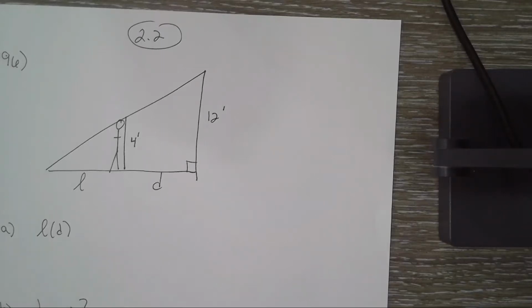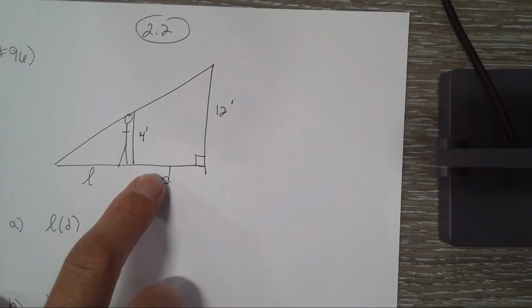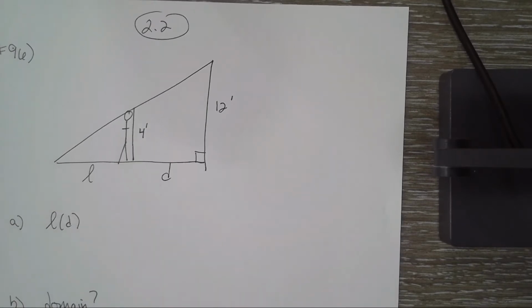2.2, number 96. Length of a shadow. A child 4 feet tall standing near a street lamp that is 12 feet tall. They give us a sketch, which is nice. The light from the lamp casts a shadow as shown.